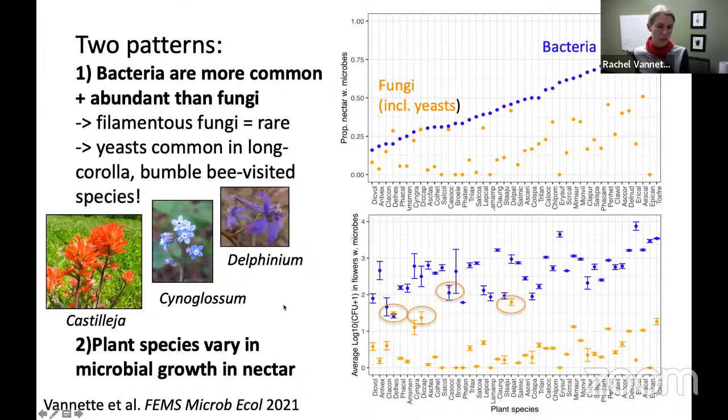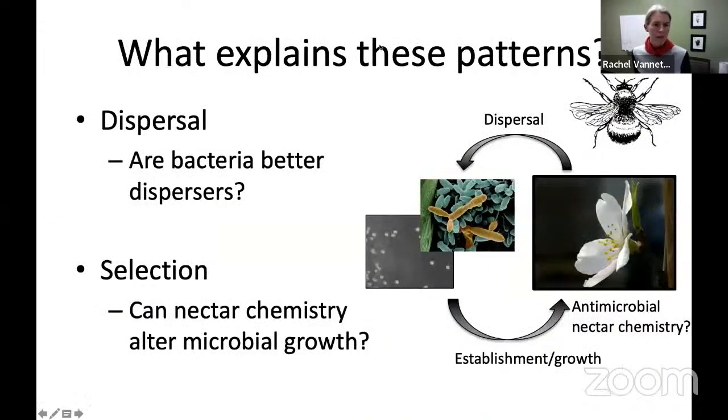We also found that plant species vary in the extent of microbial growth in nectar, often by 1 or 2 orders of magnitude. While that could be a temporal issue, we also suspect that some floral traits may enhance or reduce microbial growth. And so we wanted to explore a few mechanisms that may explain these patterns.